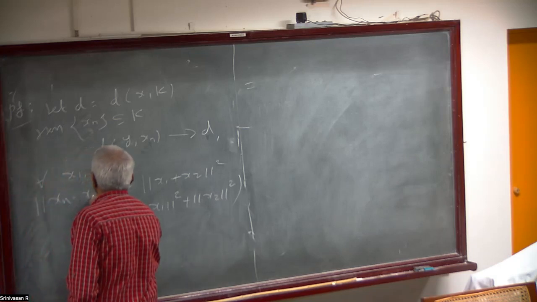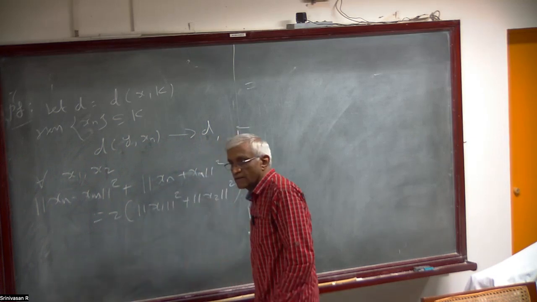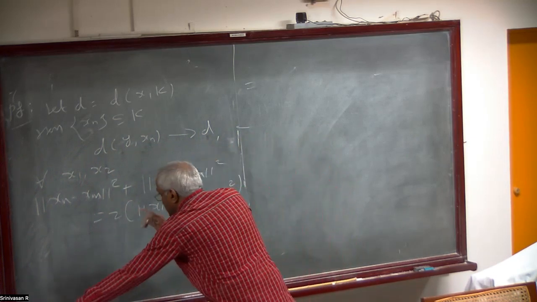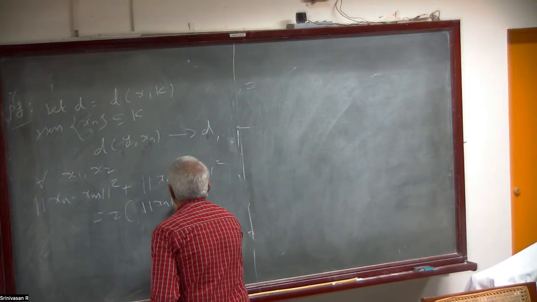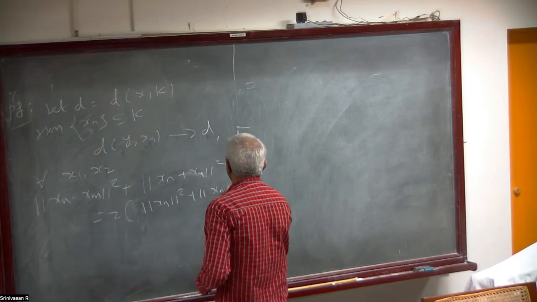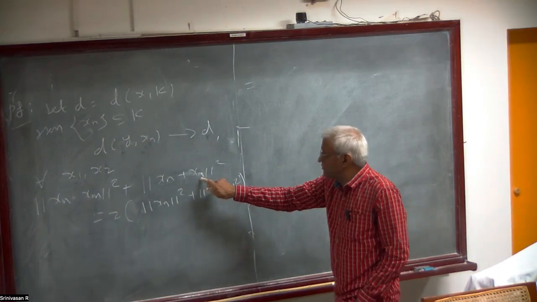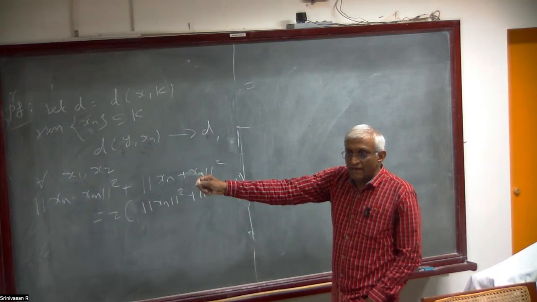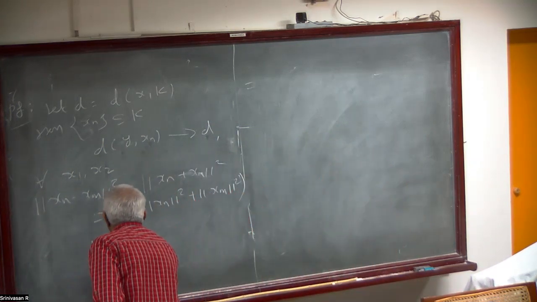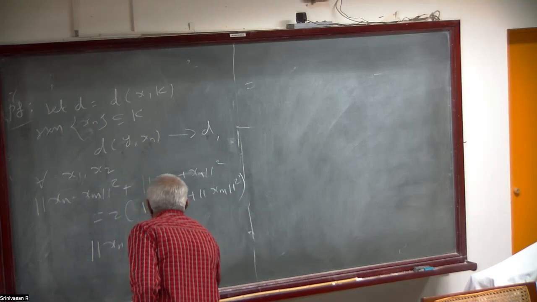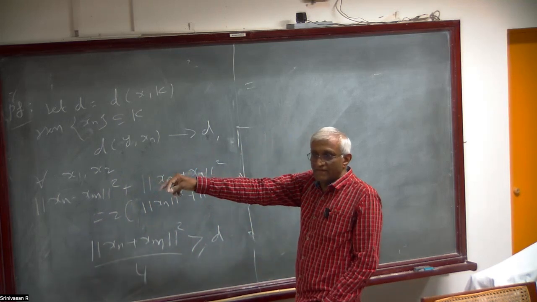Norm of x1 minus x2 squared. That's it. I want to show that this is a Cauchy sequence. So this is equal to 2 times norm x1 squared, plus norm x2 squared. Now this is a convex set, so (xn plus xm) divided by 2 is there. So that implies norm of (xn plus xm) squared by 4 is greater than or equal to d squared, because that is in the convex set.